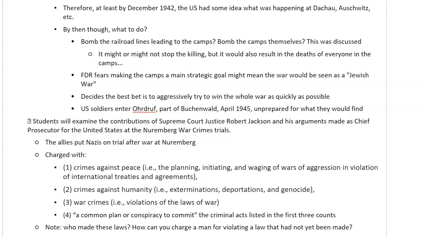I mentioned to you in April 1945, U.S. soldiers enter Ohrdruf. It's late. Ohrdruf, which was a part of the Buchenwald concentration camps, and they were completely unprepared for what they were going to find.